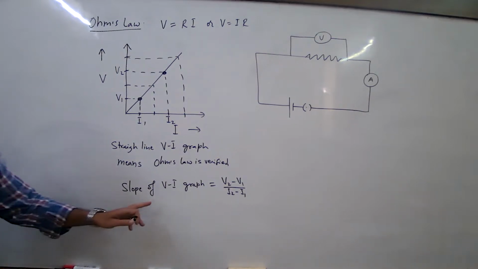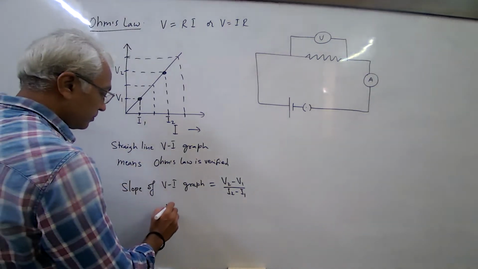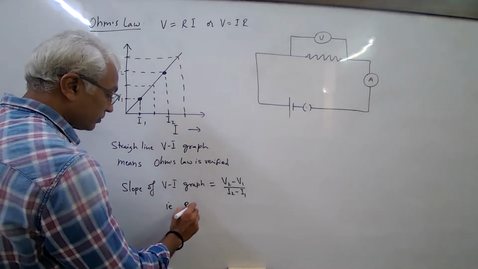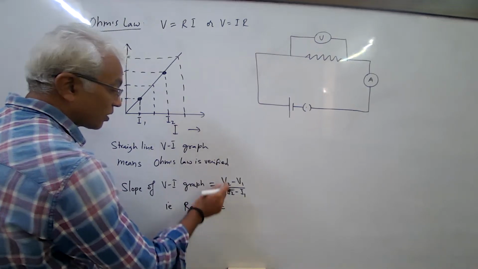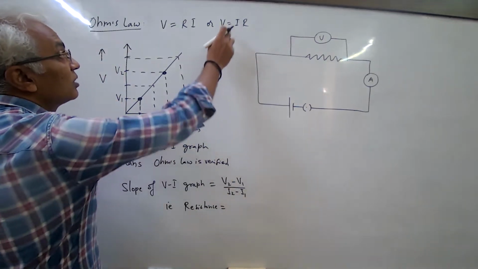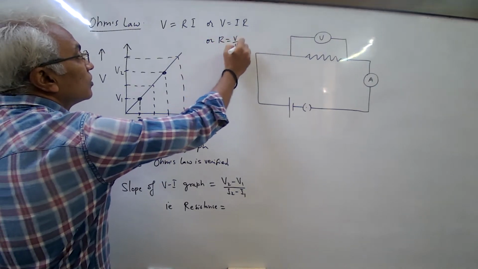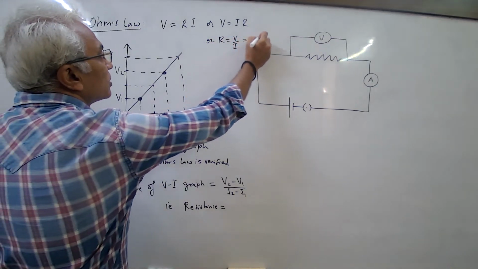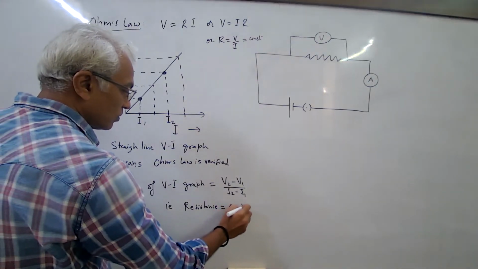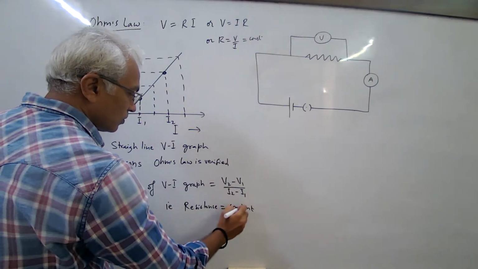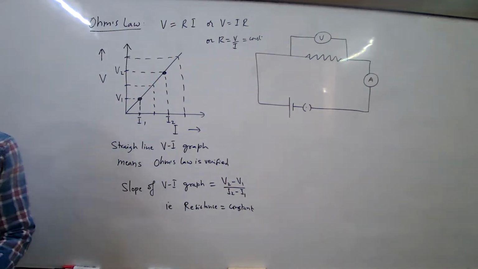So slope of VI graph is this. That is resistance, because ratio of V by I is nothing but R. And this must be constant, because for a straight line, you will get a constant slope. Is that clear?